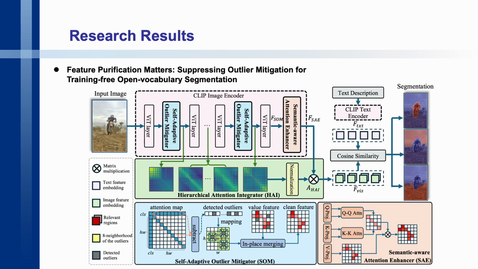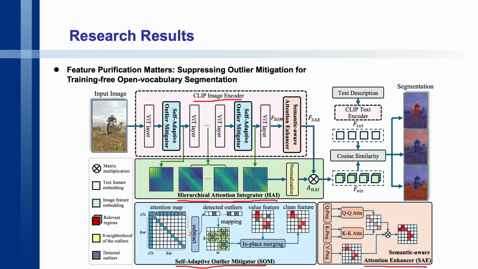Then, here is the overview pipeline of our solution. It contains 4 main modules: a frozen CLIP backbone for feature extraction, a self-adaptive outlier mitigator, SOM, at each image encoder layer for outlier detection and elimination, a semantic-aware attention enhancer, SAE, at the last layer to emphasize attention values of relevant semantic regions, and a hierarchical attention integrator, HAI, for object-centric feature representation.